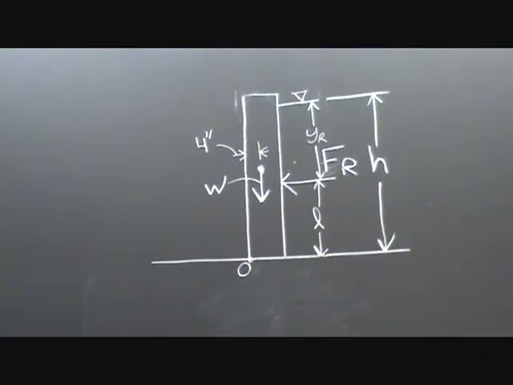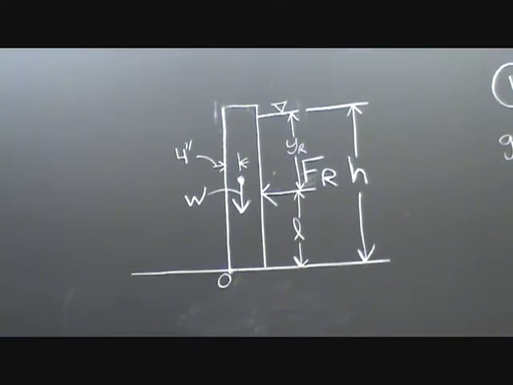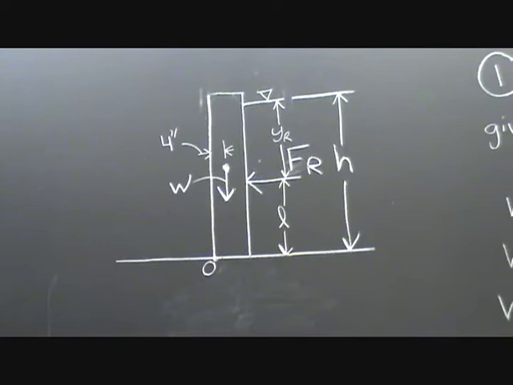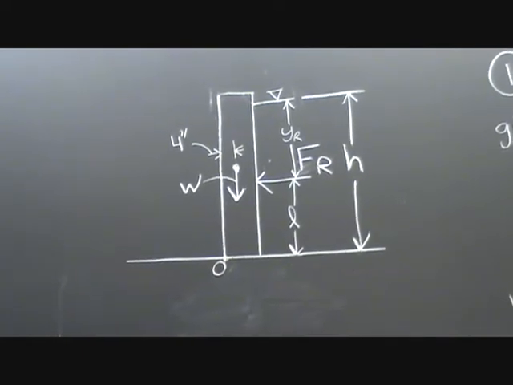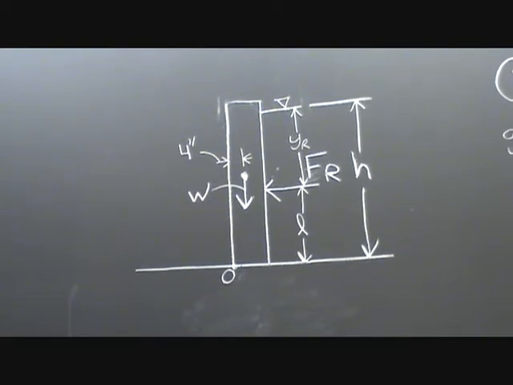Here we have our free body diagram, which shows the weight of the wall, the resultant force from the water, the h height that we need to solve for, as well as the length from the bottom and the length, or y_R, of the resultant force.